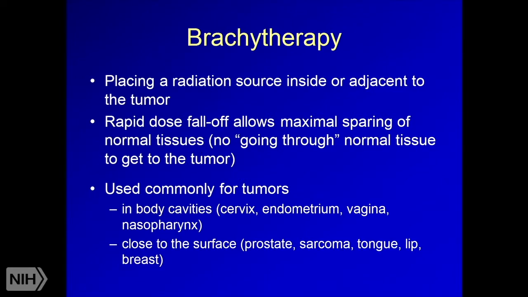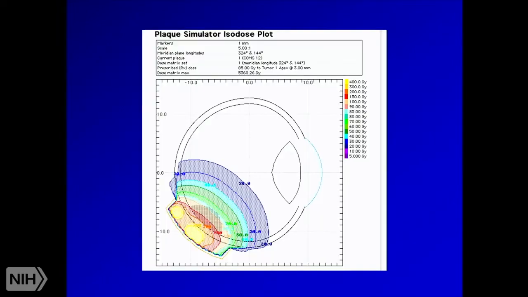Another type of radiation that we utilize is called brachytherapy. This is where we place a radiation source inside or adjacent to a tumor. This allows for rapid dose fall off and maximal sparing of normal tissues. Basically, when we give brachytherapy, because we're putting the radiation inside of the tumor or a body cavity, we don't have to go in from the outside through some of our normal tissue. This is commonly used for tumors of GYN origin, like cervical cancers, endometrial cancers, vaginal cancers, some head and neck cancers like nasopharyngeal cancers, as well as other types of tumors that are close to body surfaces, so prostate cancer, sarcomas, and tongue, lip, and breast cancers as well.